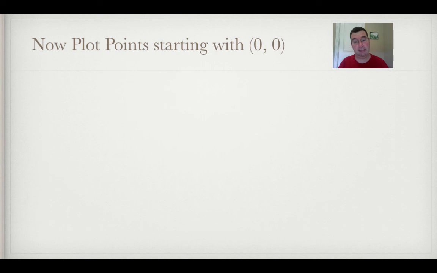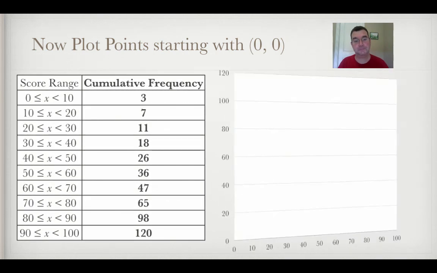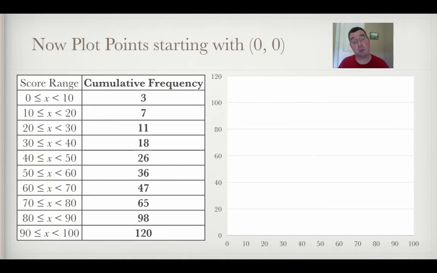Now I need to plot the points on my graph. So there's my graph. I'm going to start with 0, 0 because there were 0 people that scored 0, hopefully. And then I know that once I get to the 3rd student, I know that the maximum score there was a 10. So I will plot the point 10, 3. And then I will take the high score of the next score range, which is 20, look for that on the x-axis and plot a 7 above that.